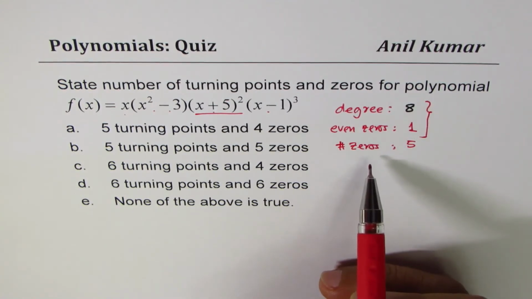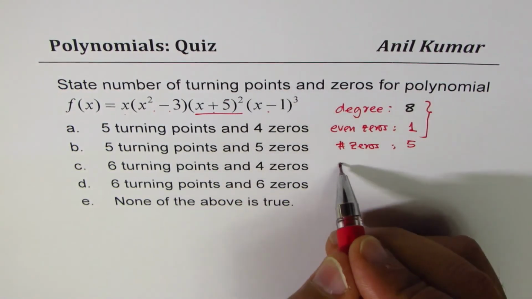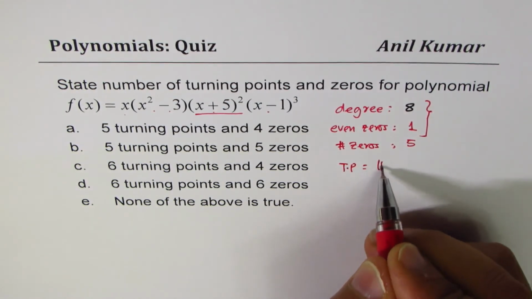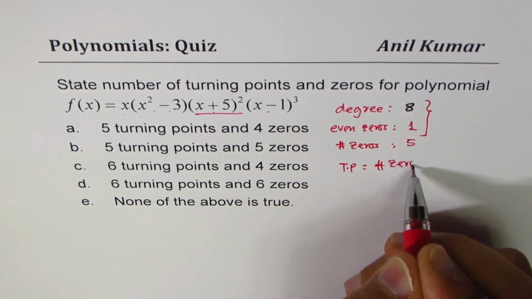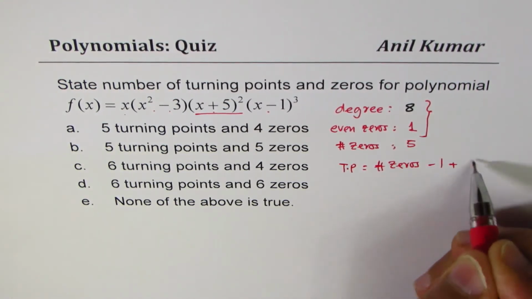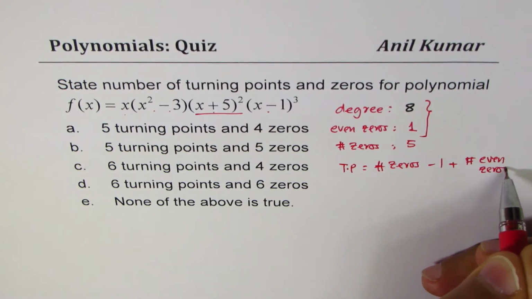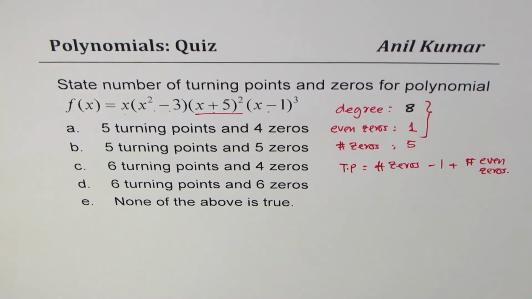Now let's count what should be the number of turning points. Number of turning points is equal to number of zeros minus 1 plus number of even zeros. I have discussed this in one of my videos. You could always search Anil Kumar polynomial zeros to look for such videos.